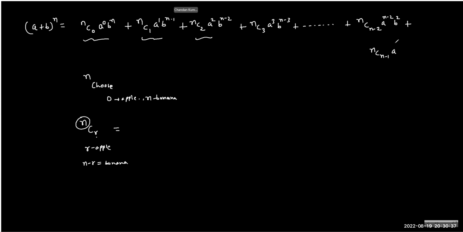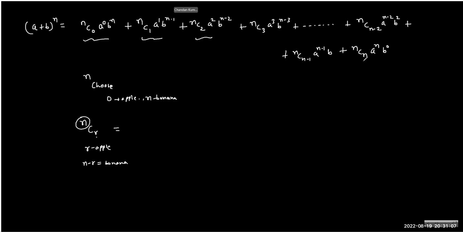How many apple? N minus 1. NC(n minus 1). So how many apple? N minus 1. Then how many banana? 1. Very simple. And the last one we can write as NCn, like pick all apple, no banana. Understood? So that's called the binomial expansion.